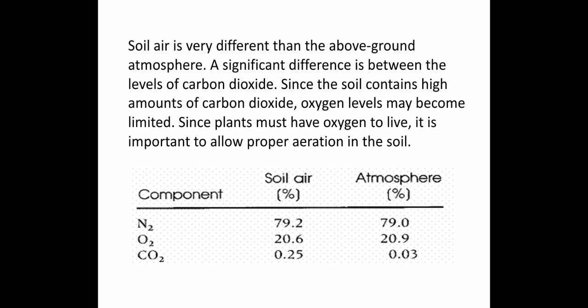Soil air is very different than the above ground atmosphere. A significant difference is between the level of carbon dioxide. Since the soil contains a high amount of carbon dioxide, oxygen levels may become limited. Since plants must have oxygen to live, it is important to allow proper aeration in the soil.